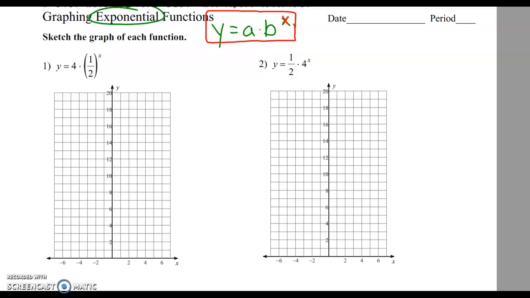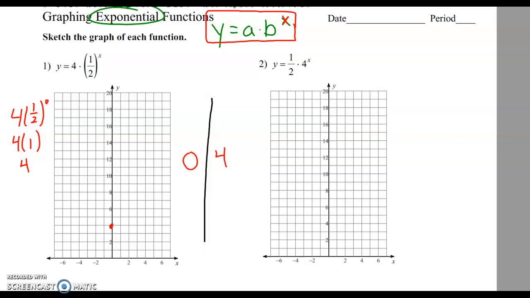So when we go to graph this, y equals 4 times 1/2 to the power of x, we can see it's to the power of x, so we know it's exponential. I would start with the number 0 to plug in. So when I substitute in 0, I'd have 4 times 1/2 to the power of 0. Anything to the power of 0 is 1. 4 times 1 is 4. So we have the point (0, 4).